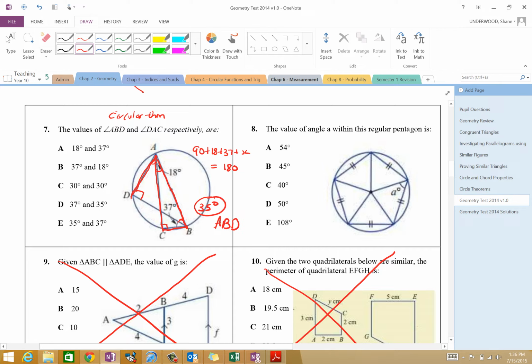So, ABD and DAC, which is the only one which matches, the answer has to be E. Does that make sense? All right, so we've actually covered one of the circular theorems today.